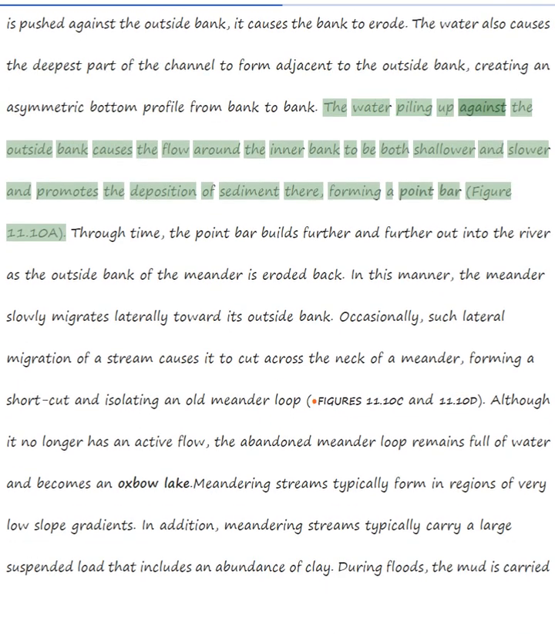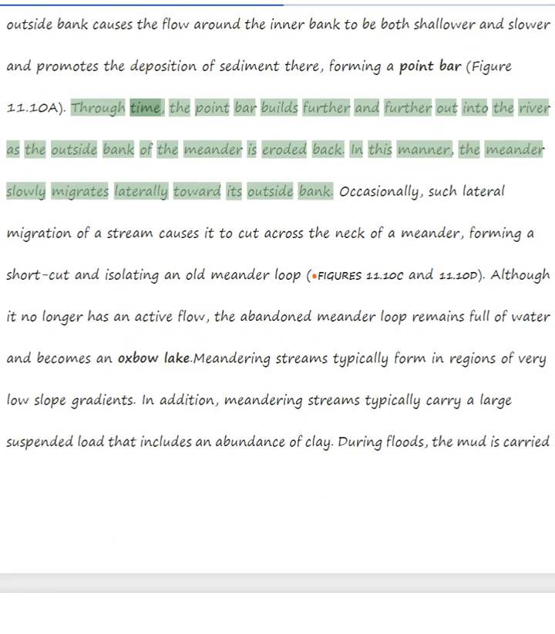The water piling up against the outside bank causes the flow around the inner bank to be both shallower and slower and promotes the deposition of sediment there, forming a point bar. Through time, the point bar builds further and further out into the river as the outside bank of the meander is eroded back. In this manner, the meander slowly migrates laterally toward its outside bank.